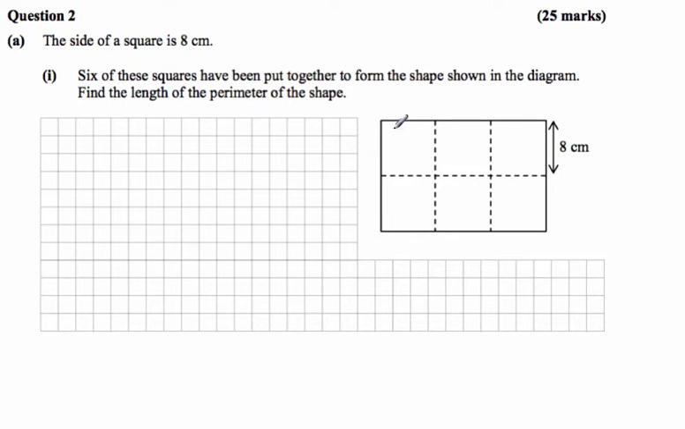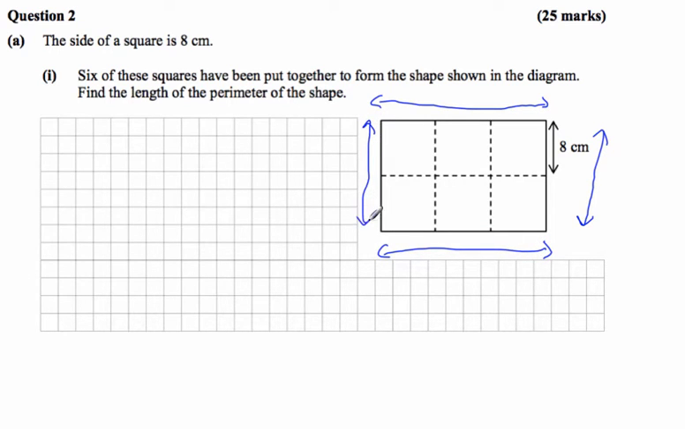Okay, so if we're finding the perimeter, we want the distance around all the edges of the shape. We want all 4 sides, the length around all 4 sides. That's what perimeter is. Okay, so the first one we've got 8, 8, 8. So we've got 3 8s plus 2 8s down here, 8 there and 8 here.